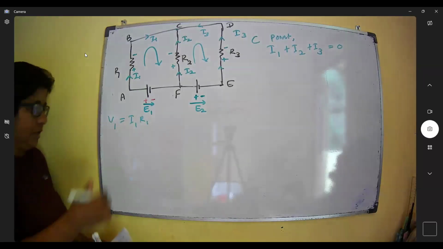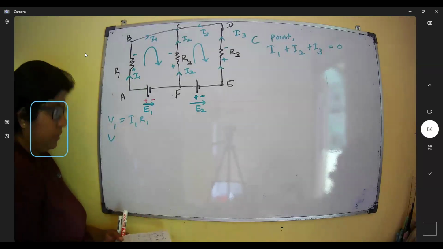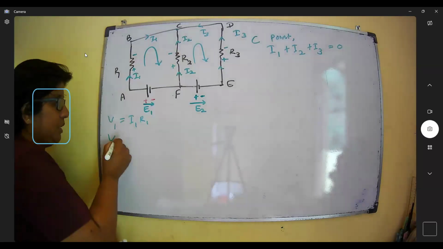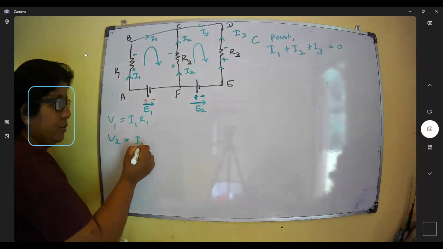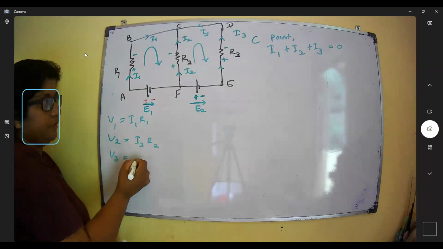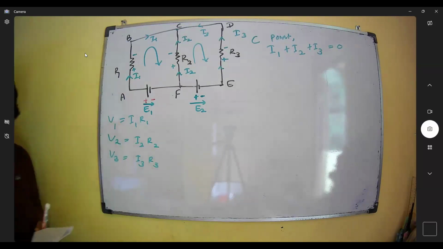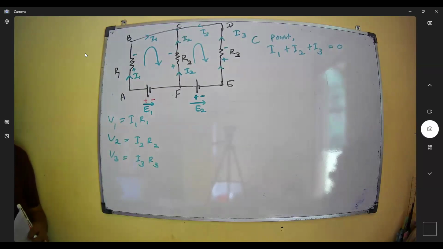And same thing, VR2, the potential difference across R2 is I2 R2. And V3, potential between, is I3 R3, right? Then we can apply Ohm's law. Then I'm writing 3 equations. Then after that you can follow up. I won't write the equation only.